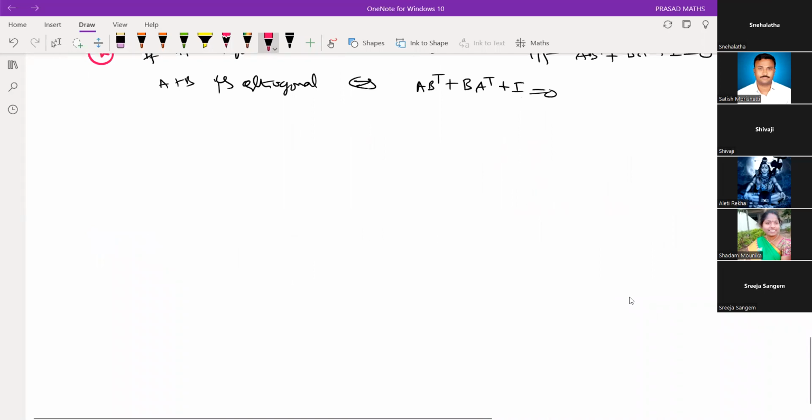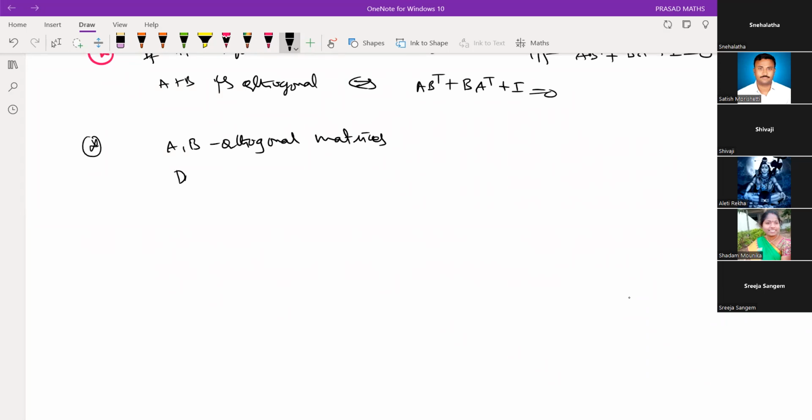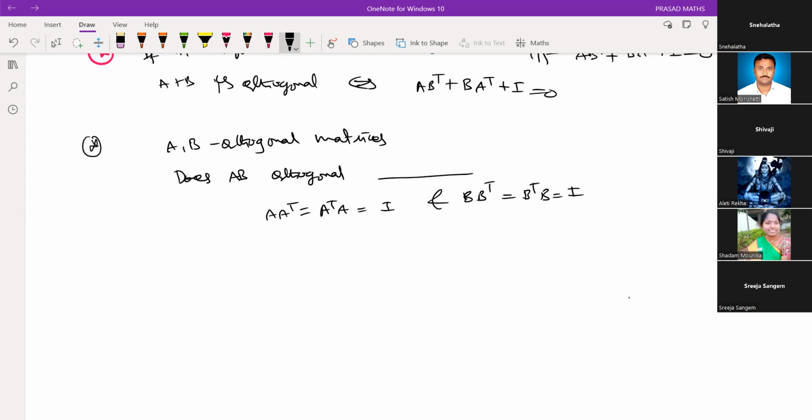Right. Now, look at the product. Suppose A and B are orthogonal matrices. What about this product? Is it orthogonal? Yes. What you are given is that A and B are orthogonal. That means A into A transpose into A equals to identity matrix. And B is also orthogonal, so B into B transpose into B should be identity matrix. We'll check whether AB is orthogonal or not.